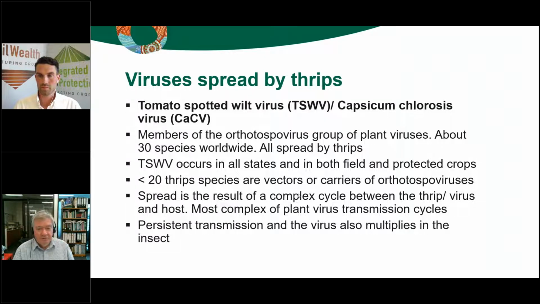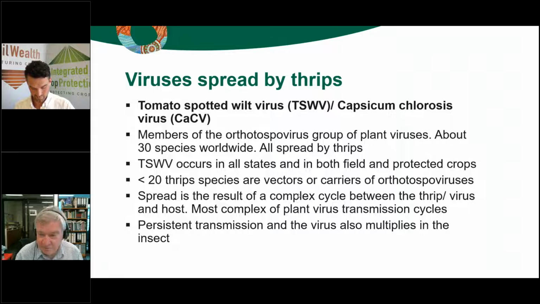The first group I'd like to talk about are viruses spread by thrips, and that's particularly the orthotospoviruses, as they're called: tomato spotted wilt and capsicum chlorosis virus. This group of viruses has about 30 species worldwide. They're all spread by thrips, and tomato spotted wilt virus is certainly the most widespread and probably the most damaging of viruses in capsicum and chilli in Australia. It occurs in all states in both field and protected cropping.